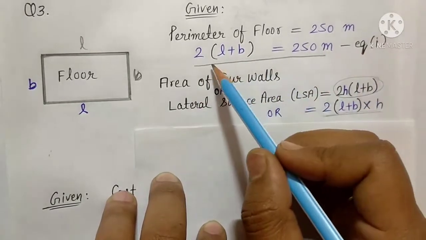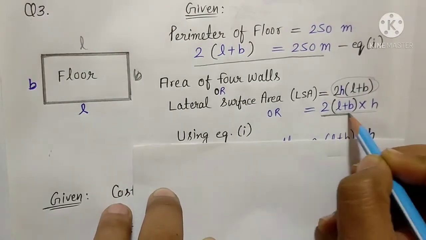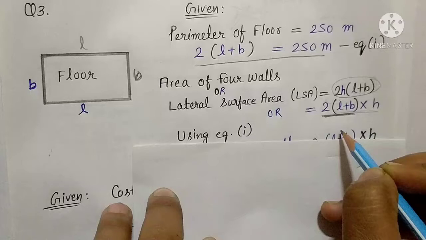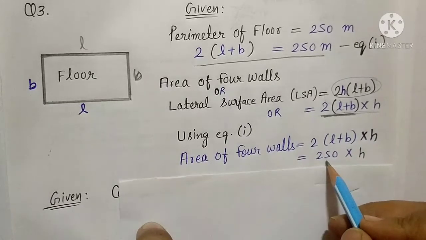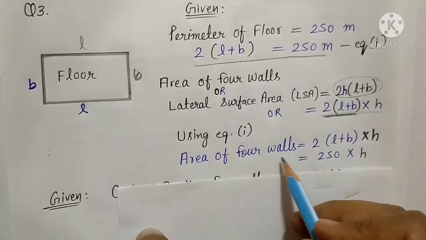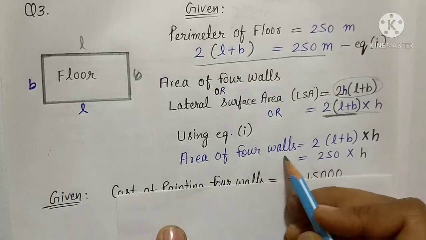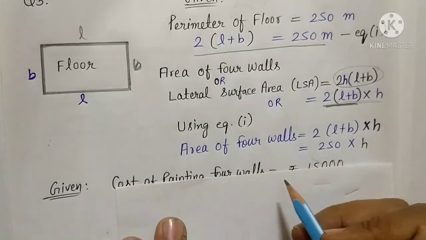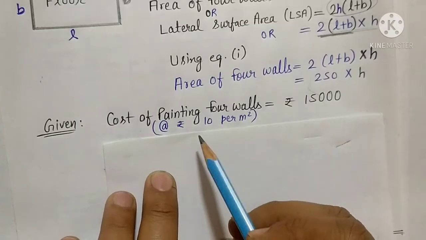But by writing this, we get the benefit that we can utilize this value. In equation 1 we have written 2(L plus B) equals 250. So in place of 2(L plus B), we can write 250, and H we can find out. So we can write 250 into H. This is the area of the four walls. Area of the four walls equals 250 H.